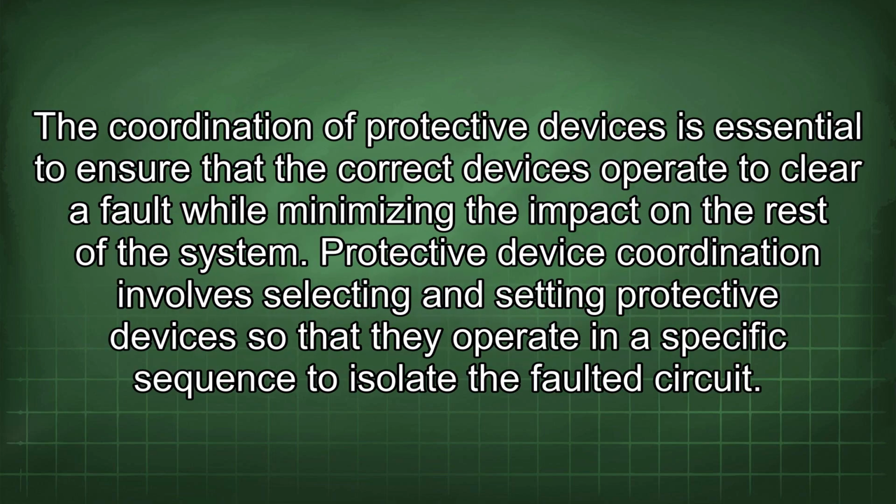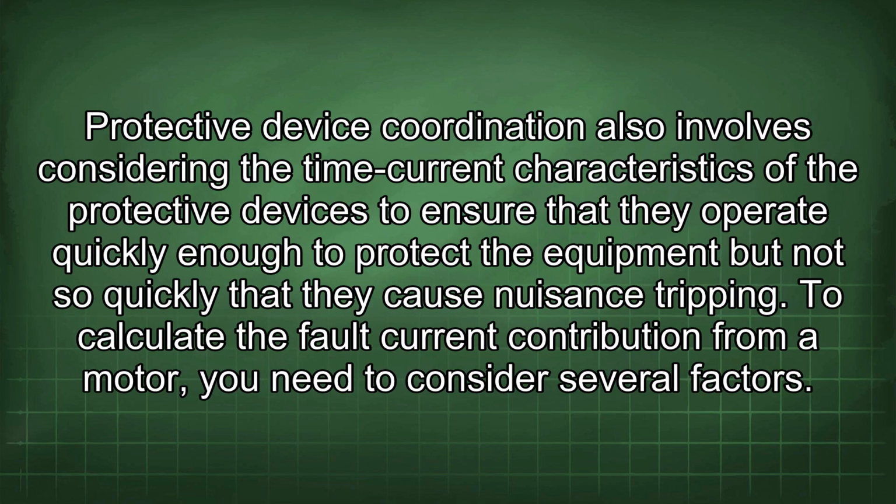The coordination of protective devices is essential to ensure that the correct devices operate to clear a fault while minimizing the impact on the rest of the system. Protective device coordination involves selecting and setting protective devices so that they operate in a specific sequence to isolate the faulted circuit. It also involves considering the time current characteristics of the protective devices to ensure that they operate quickly enough to protect the equipment but not so quickly that they cause nuisance tripping.